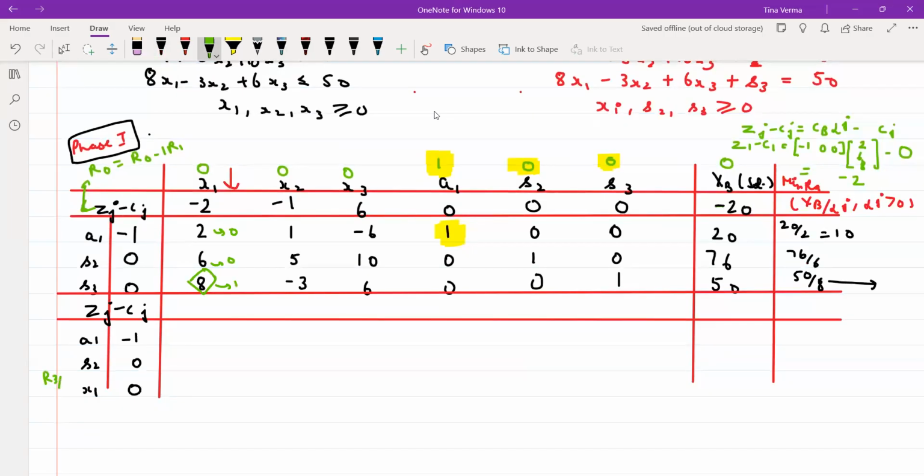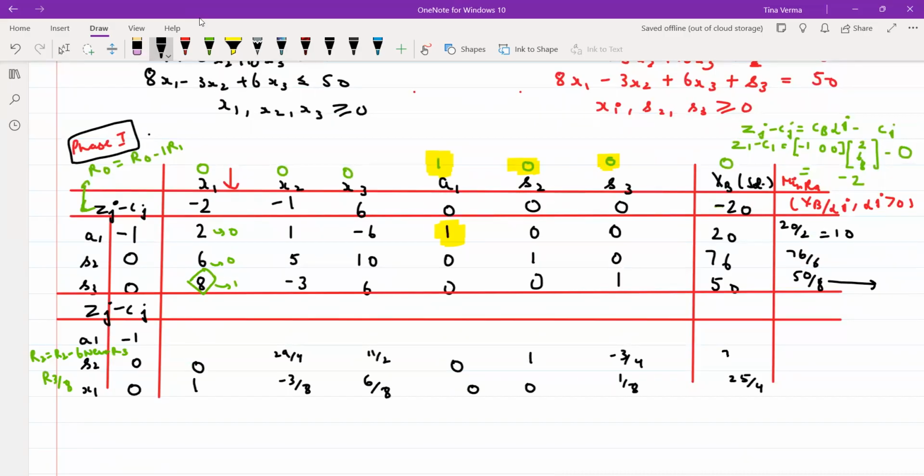I will divide R3 by 8 to make it 1. So it will be 1, minus 3 by 8, 6 by 8, 0, 0, 1 by 8, and this is my 25 by 4. The same operation I will apply at 0, so I can apply the row operation on R2. R2 will be R2 minus 6 times your new R3. When you apply the operation, this will become 0, this will become 29 by 4, and this will become 11 by 2, this is 0, 1, and this is minus 3 by 4, this is 77 by 2.